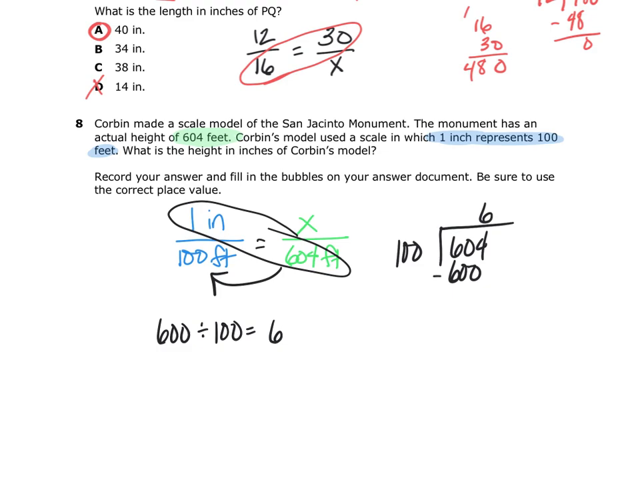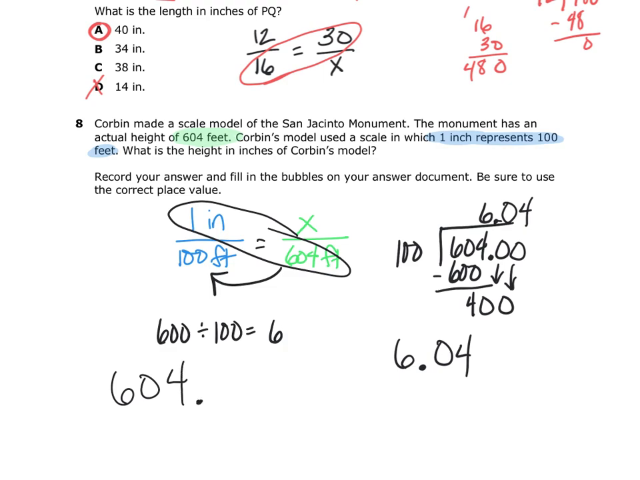That would be 600. Bring down the 4, add a decimal and a 0. Bring down the 0. Can 100 go into 40? No. So I bring my decimal up and put a 0 there. I add another 0, bring it down. Can 100 go into 400? Yes, 4 times. So the answer here is 6.04, because when we divide by 100, we take the decimal and move it 2 spaces to the left.